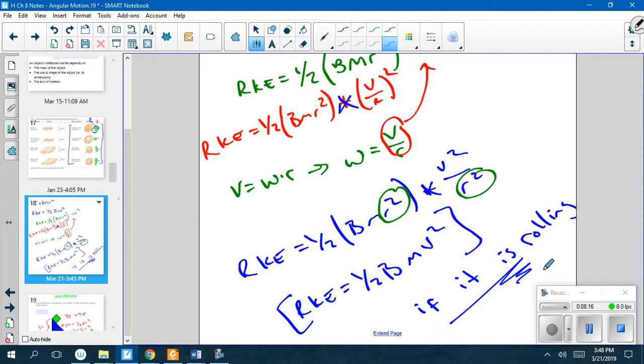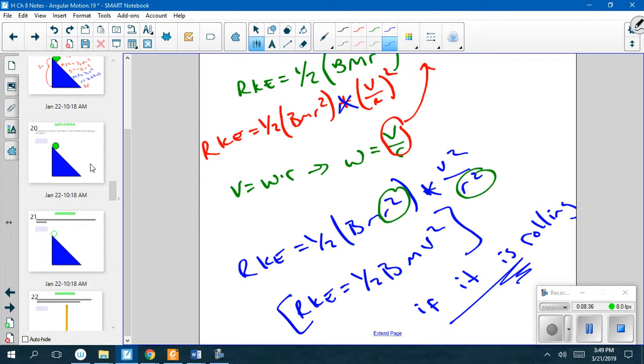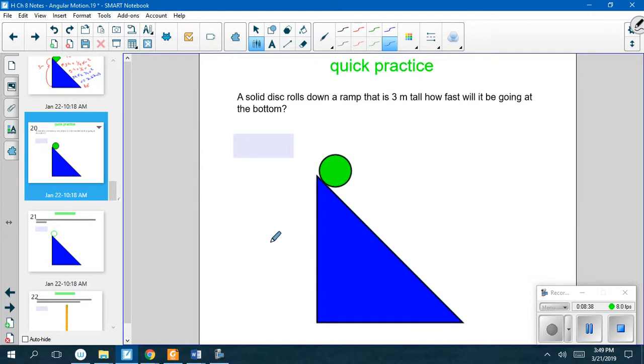And that's going to make these problems a whole lot easier. But this only works if it is rolling. If it's not rolling, you can't use this formula. You have to actually know what the radius is, what the mass is. But whenever it's rolling, we can just plug in this 1/2 bmv squared.